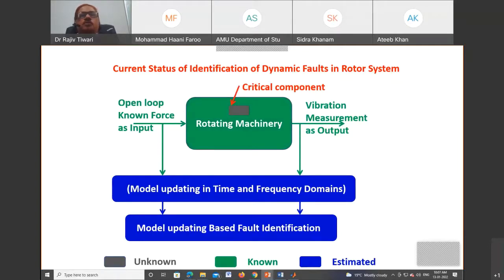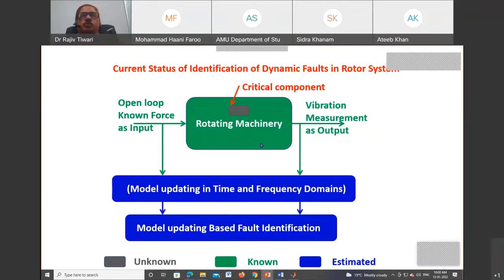And then comes the more advanced stage, in which we mathematically model the rotating machinery, because we now have powerful finite element methods, by which we can quite accurately model the shaft, disc, blades, so many things. Even the gear and other things we are able to model.